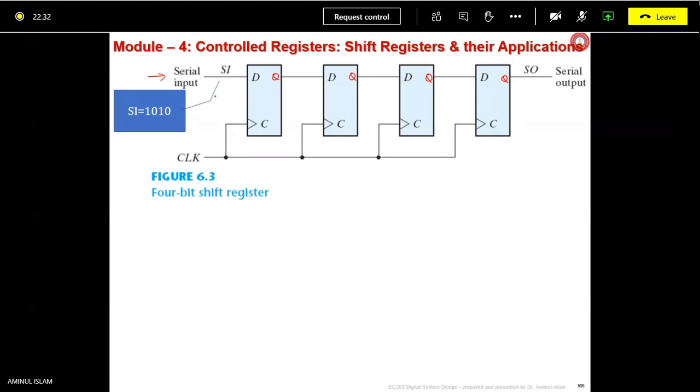Serially, you are going to input the data bit by bit, and that is getting shifted from, say, this one. Let me mark 1, 2, 3, 4. I'm marking these flip-flops in this way. It will be shifting through these flip-flops, and you can get the output from here. Is it understood?